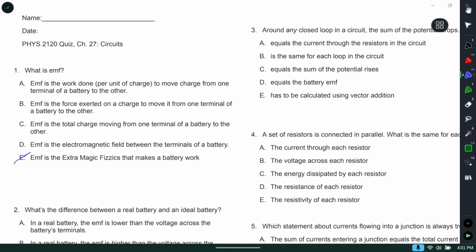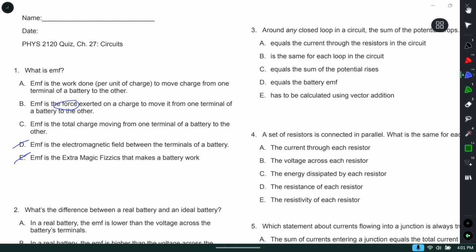Okay, the least logical is E. The next two more logical ones are B and D, just because for D, electromagnetic field, it at least matches up and it sounds reasonable, but it is not that. It's also not the force. Now, EMF at one time did stand for electromotive force, but we had talked about how that's not correct. It's not a force, it's actually work done by the battery per unit of charge that passes through the battery.